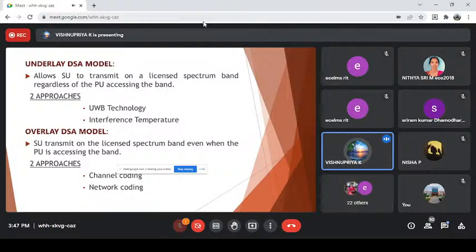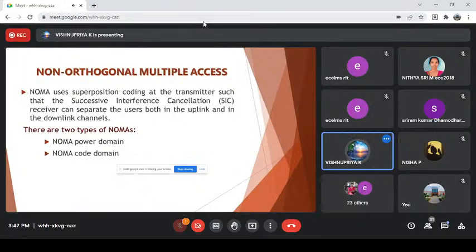Underlay DSA model allows secondary users to choose a licensed spectrum band regardless of which primary user is utilizing it. Underlay DSA models have two approaches: UWB technology and interference technology. In overlay DSA models, even when the primary user is accessing the licensed spectrum band, the secondary user transmits on it. It also has two approaches, channel coding and network coding.